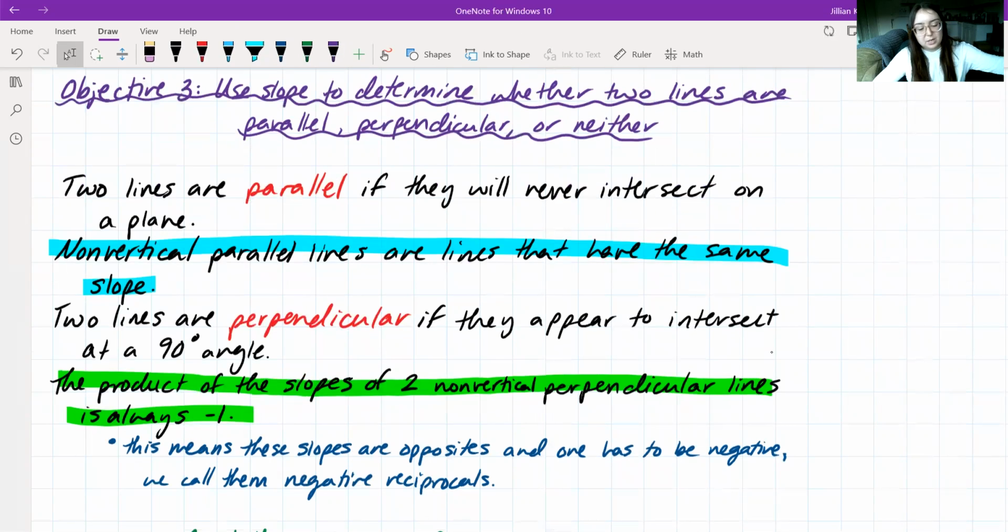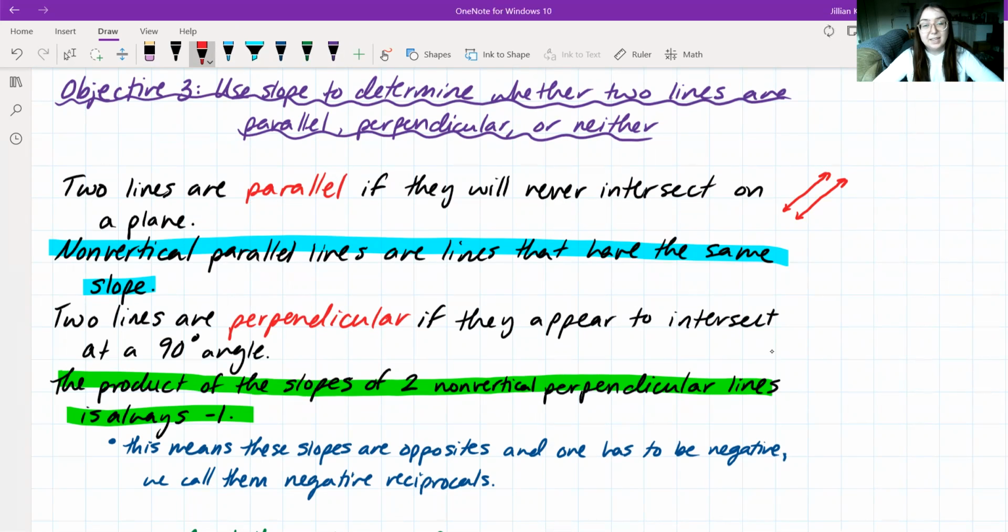Objective 3. We're going to use slope to determine whether two lines are parallel, perpendicular, or neither. Two lines are going to be parallel if they never intersect on a plane. These are going to look like lines like this. They never intersect. Non-vertical parallel lines are lines that have the same slope. As long as they're not vertical, they have the same slope. So parallel lines have the same slope.